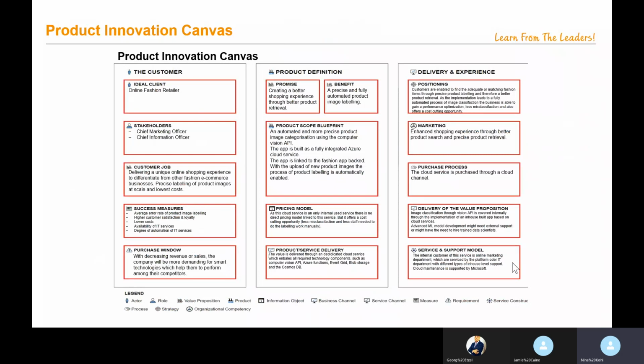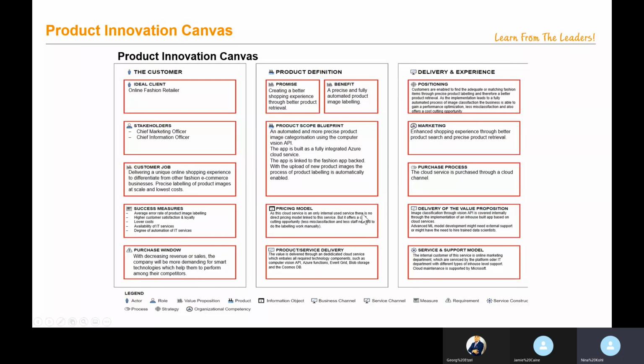So with implementing this solution, what we can do is an automated and more precise product image categorization using the computer vision API. And the app is built as a fully integrated Azure cloud service, and the app is linked to your fashion app backend. And with the upload of any new product images, the process of automatic product labeling is enabled. So what I can promise to you is that you can create a better shopping experience through better product retrieval. And the benefit is that you have precise and fully automated product image labeling.